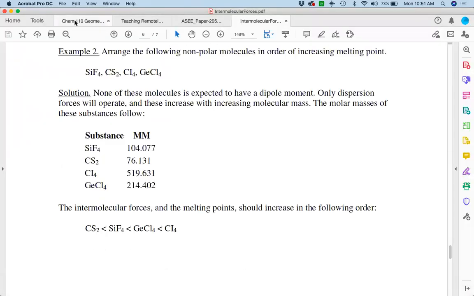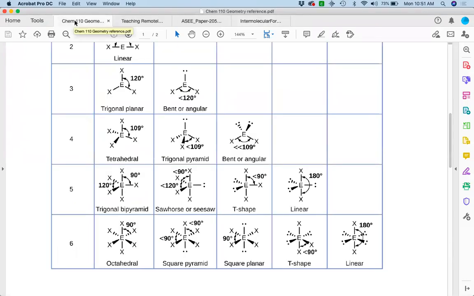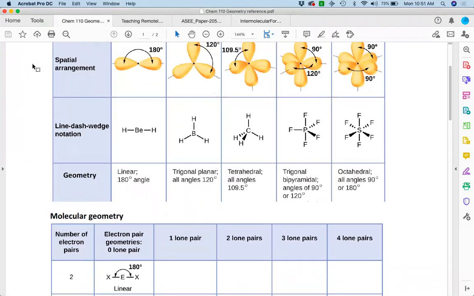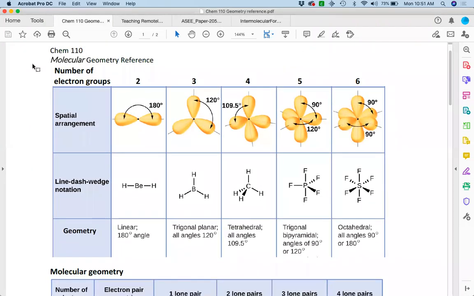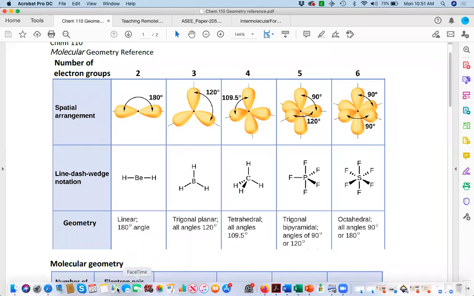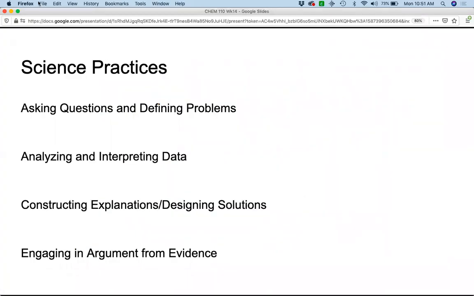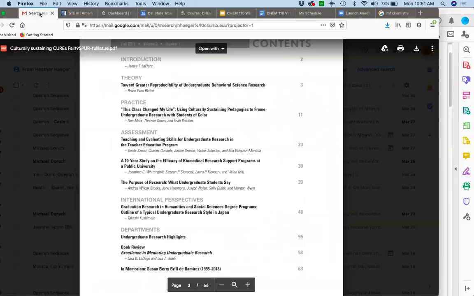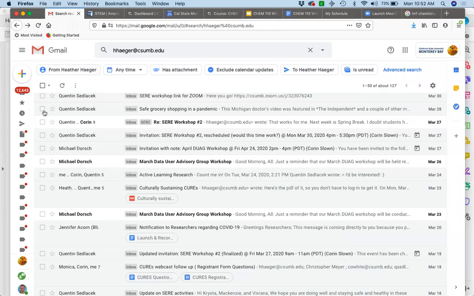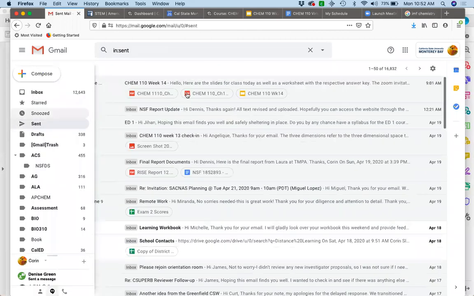So here, we've been using a worksheet for our electron and molecular geometry. You're going to keep that as a reference, but we're actually going to take a look at the worksheet I attached in the email that I sent you. So find it.